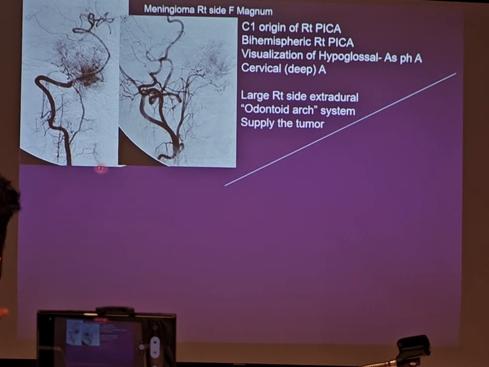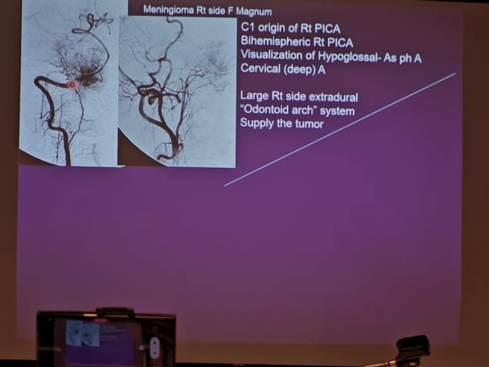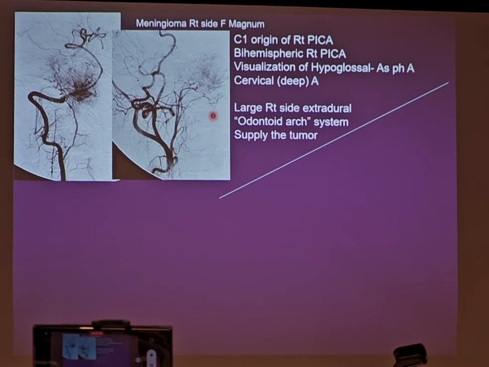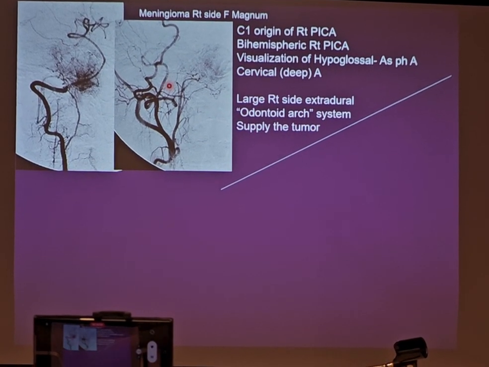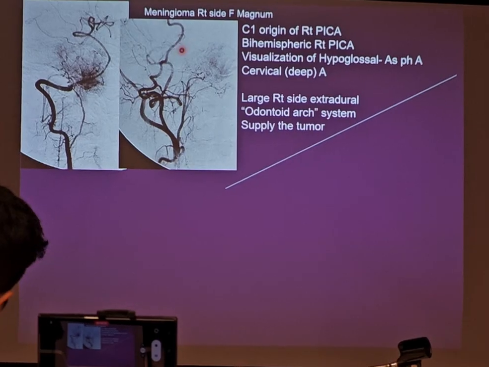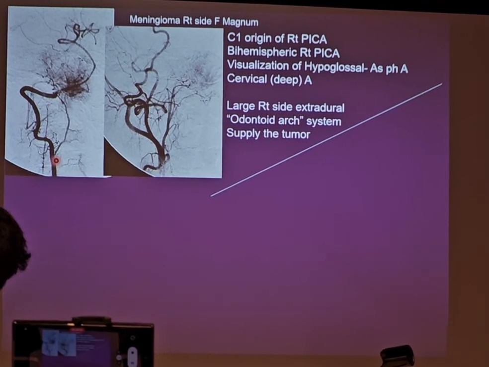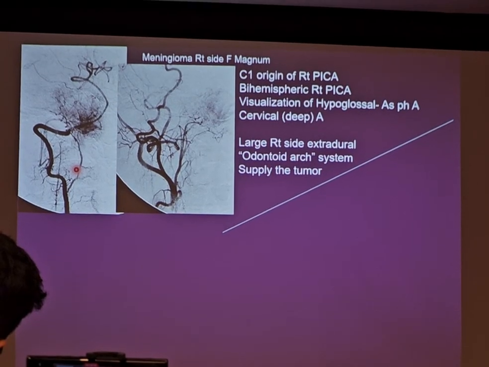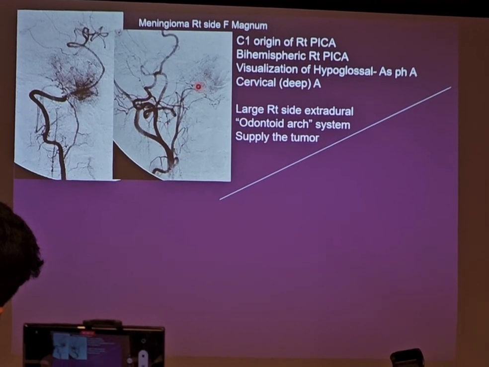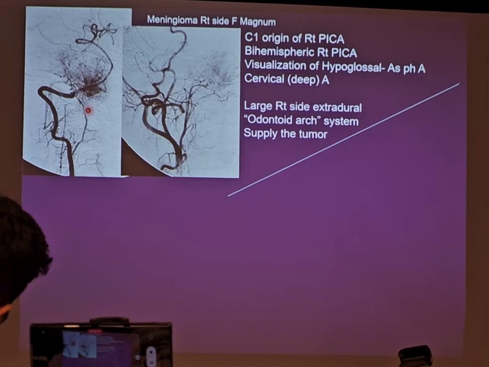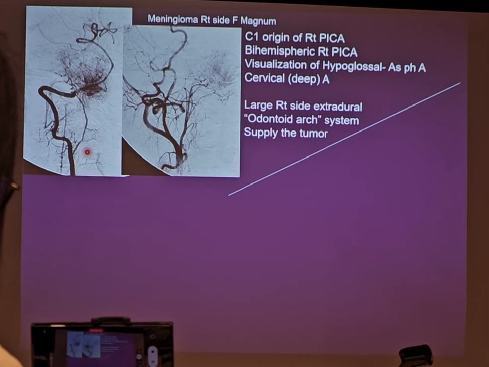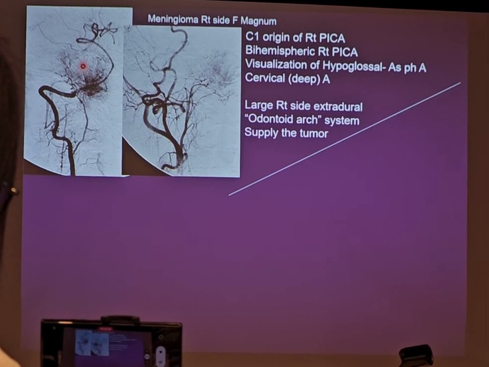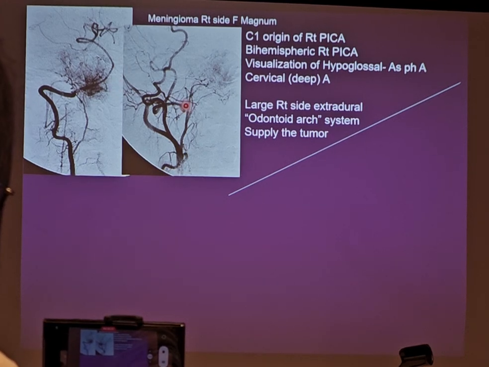The role of this extradural supply, I told you, is for example meningioma. So you know meningioma at the region can be supplied by the branch here of the ascending pharyngeal, and also if you inject well, this is part of the right side odontoid arch artery. It connects to the supply from the ascending pharyngeal. So you see that this is an example of the contribution of the odontoid arch system to an extradural lesion.